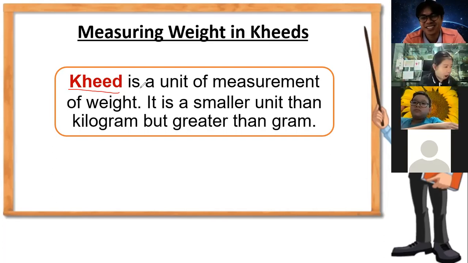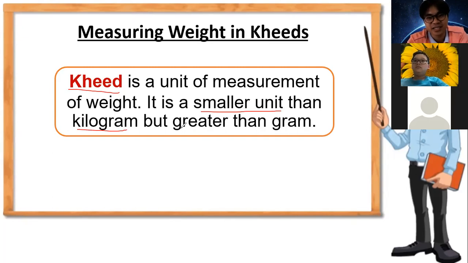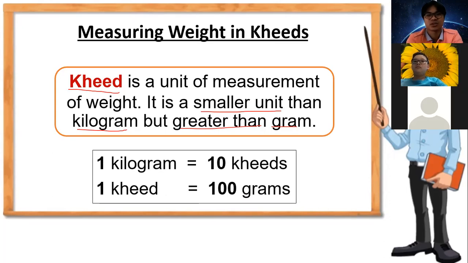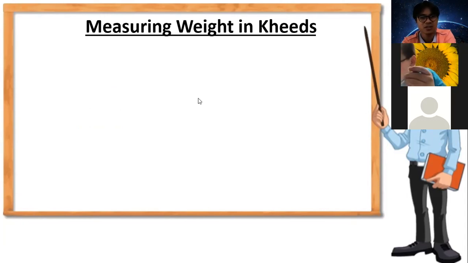It's always for weight. So it's a smaller unit than a kilogram because 1 kilogram is equivalent to 10 kids, but greater than a gram because 1 kid is equal to 100 grams. Like that. So 1 kilogram, 10 kids. 1 kid, 100 grams. All right. So let's try to measure here in kids. Look at the picture.